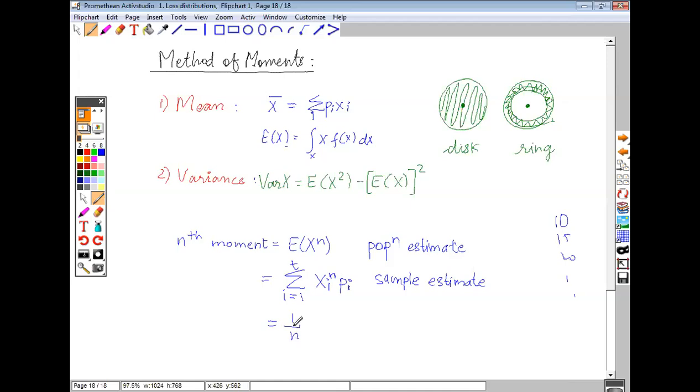And if that is not the case, again, I'll just write it for the sake of completeness because this is the definition that is given to you in your books. So summation i going from 1 till t of x i raised to n. So this will again be the sample estimate.